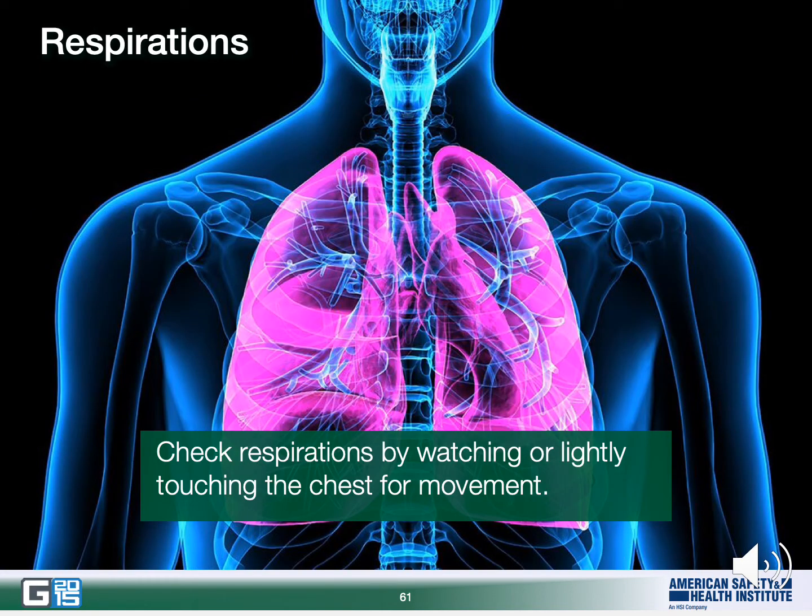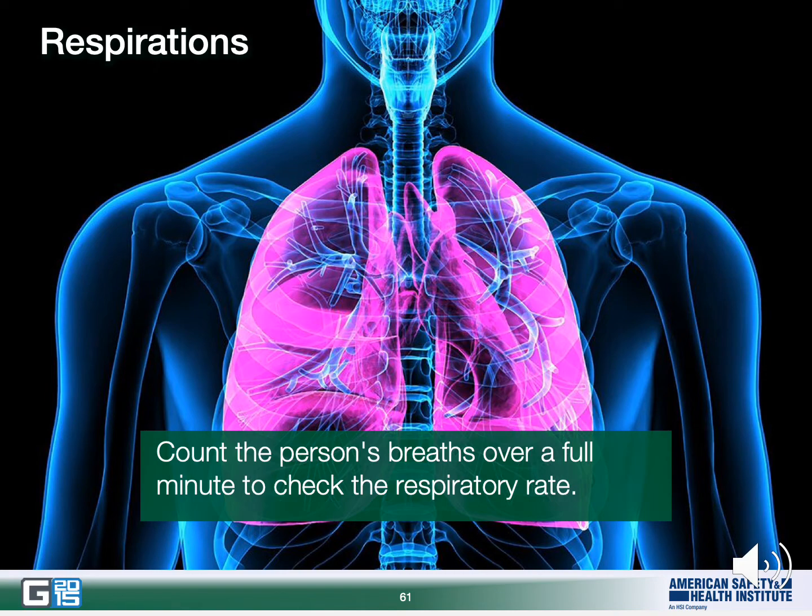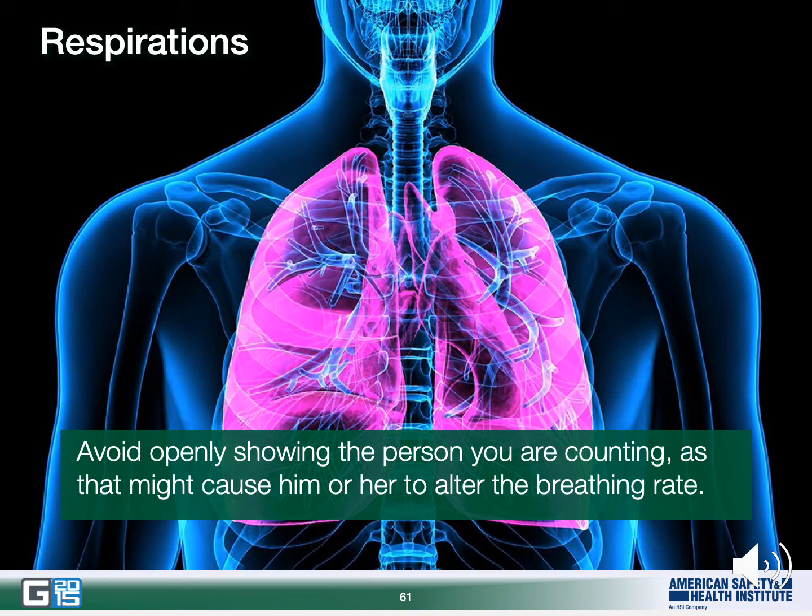Respirations. So you want to watch their chest or lightly touch the chest and feel for movement. Count the number of breaths over a full minute to check the respiratory rate. Avoid openly showing the person you're counting, as that might cause him or her to alter the breathing rate. Same thing goes for the pulse. People have a tendency to try to mess around with the pulse when they know you're taking it. So if you can distract them a little bit, that's best.